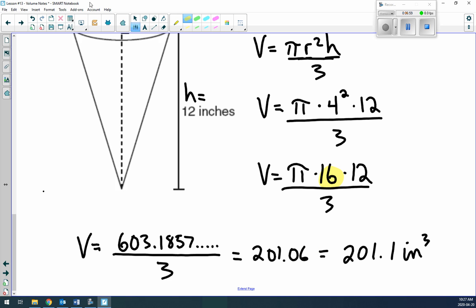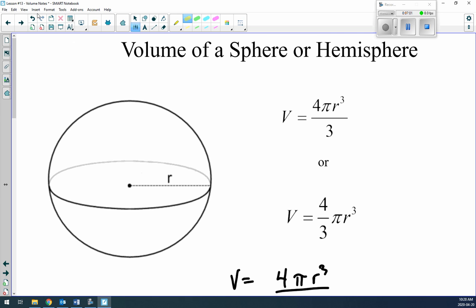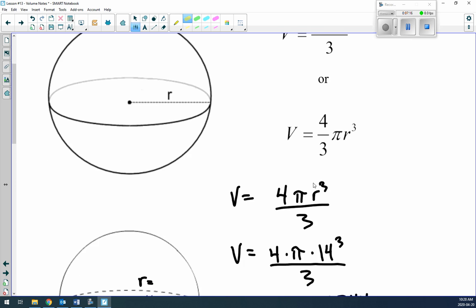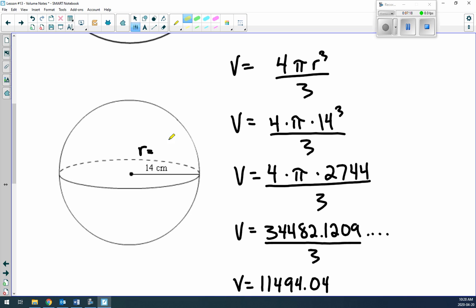Okay, 6th page. Let's talk about the volume of a sphere or hemisphere. So a sphere is the total ball. The hemisphere is half of that. So there's the formula: 4 times pi times r cubed divided by 3, or 4/3 pi r cubed. Either one works. So I'm going to use the first one. So we look at our sphere. We have a radius of 14. It's nice, it's already done that for us.